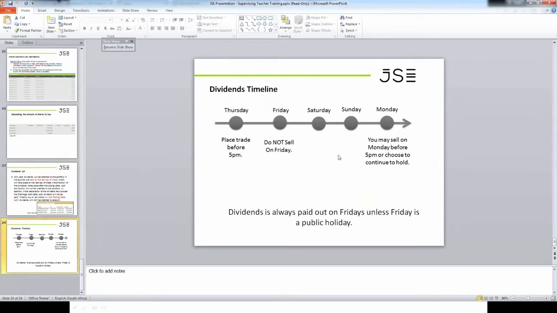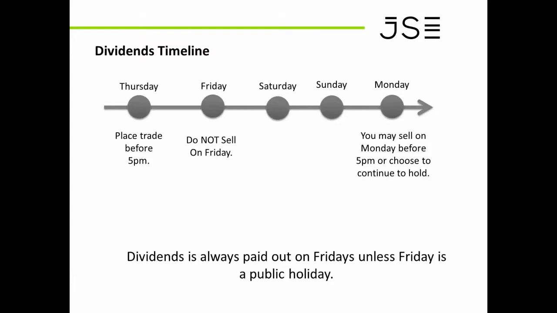So here's a timeline that I've got for you. On Thursday before 5 o'clock, the trade should have been placed. On Friday, you must not sell it. And on Monday, you're welcome to sell it or keep on holding it. It's really up to you. So it's important: you can't buy it on Friday and you can't sell it on Friday. You need to be owning it before Friday. Those are the only two ways you can earn income, from dividends and from interest.